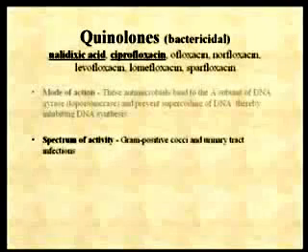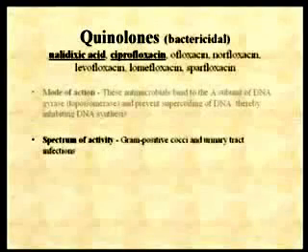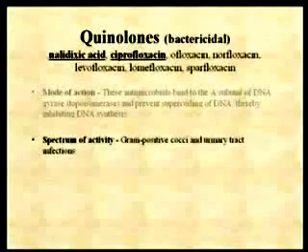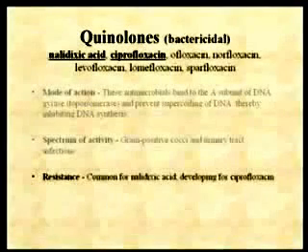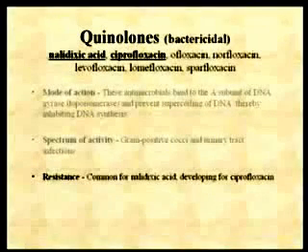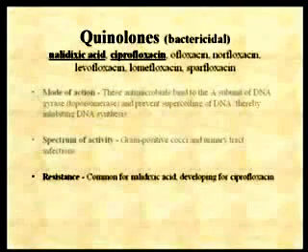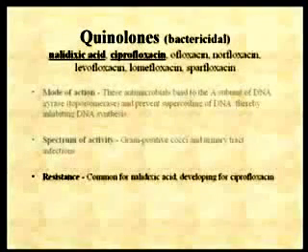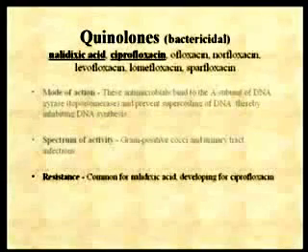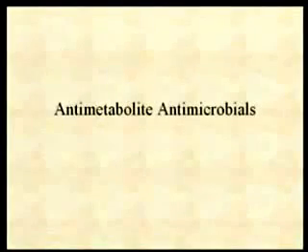Again, its spectrum of activity is primarily gram-positive cocci, and these are used actually a lot in urinary tract infections because the pharmacokinetics are such that they get into the urinary tract quite effectively, and so that's where they're going to be most commonly used. Resistance to nalidixic acid is there. It was the first one that was being used, and when we switched over to ciprofloxacin, now resistance is developing to that one as well. Okay, that's it for the nucleic acid inhibitors.